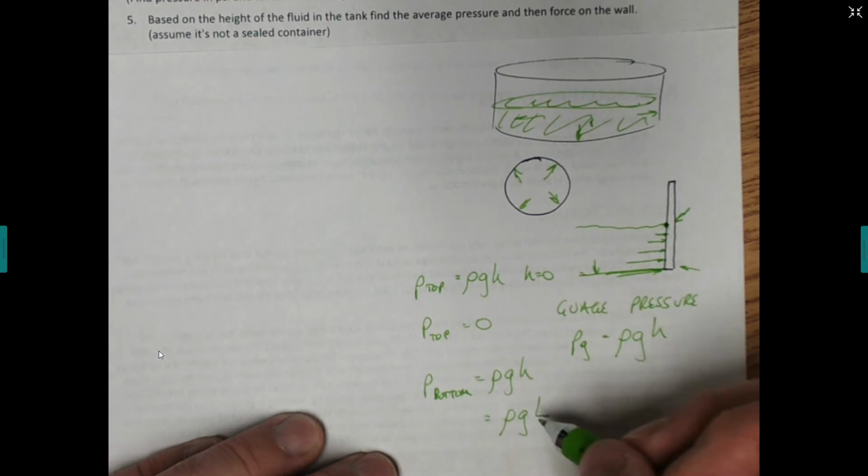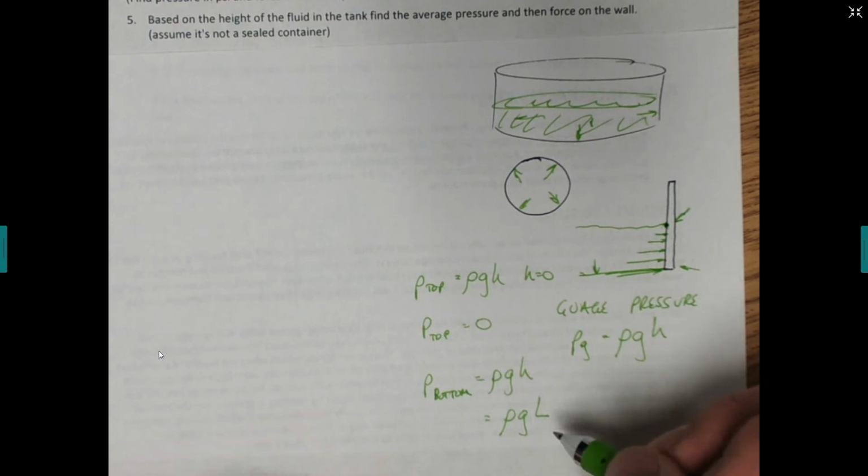And so all you can do is you're going to plug your numbers in there. You've got the density. You can look up either in your formula sheet or on the internet what the acceleration due to gravity is. Okay, and then we want our L, our height.